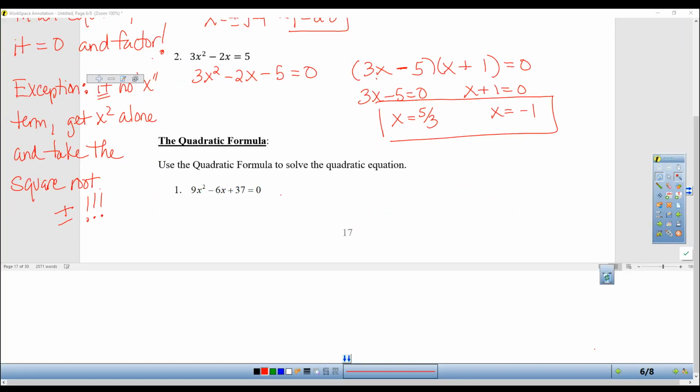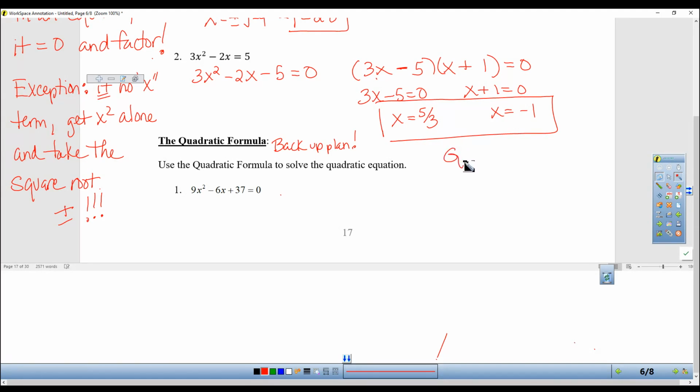So not every problem in the world is going to fall into these two categories. You're definitely going to have questions where there is an x term, but you can't factor it. Or possibly it is factorable and you just can't figure it out. So your backup plan is the quadratic formula. This is your backup plan. I would love for your first attempt to be to factor, but this is a great backup plan.